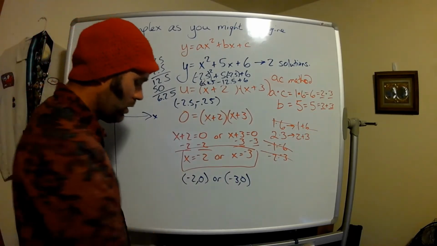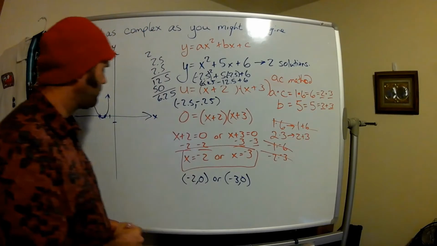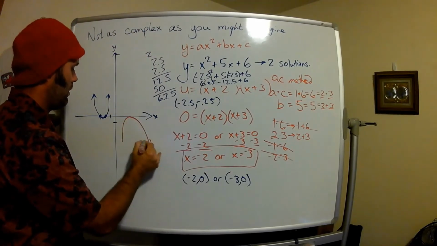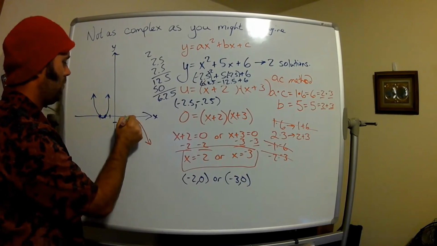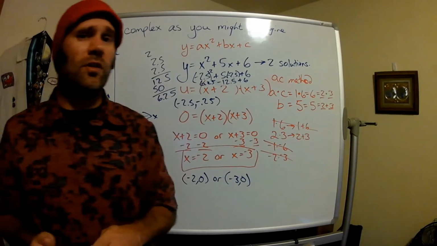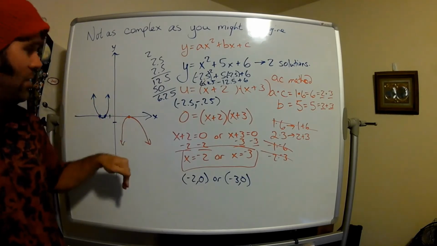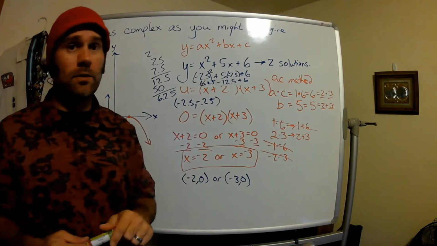So when you only have one solution, that's because it only touches once. It doesn't actually cross and then cross again. It actually hits that one, and that would be the vertex then.